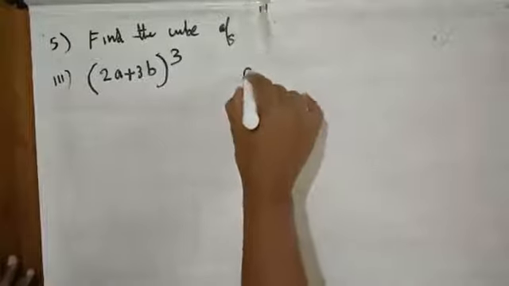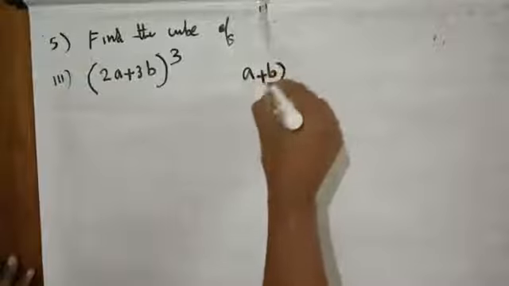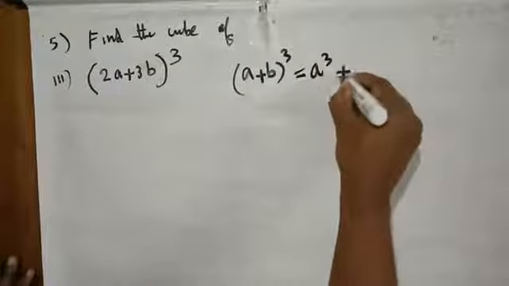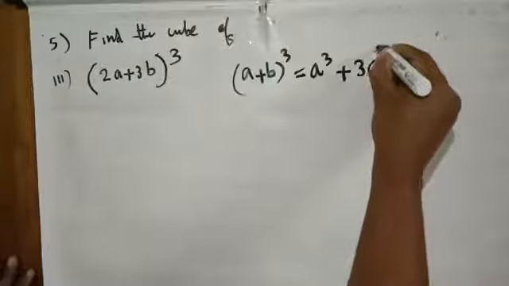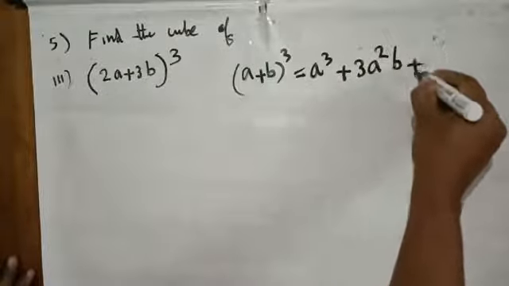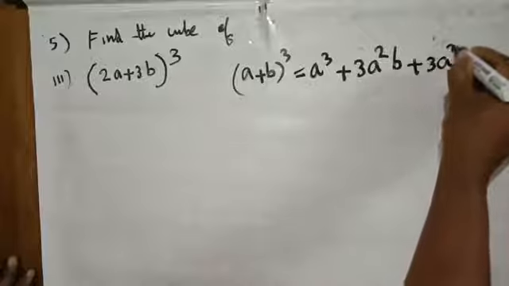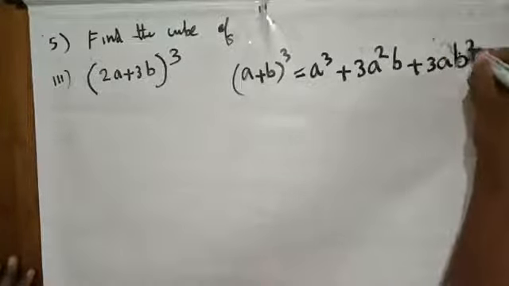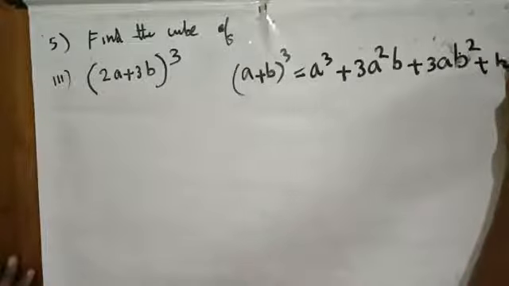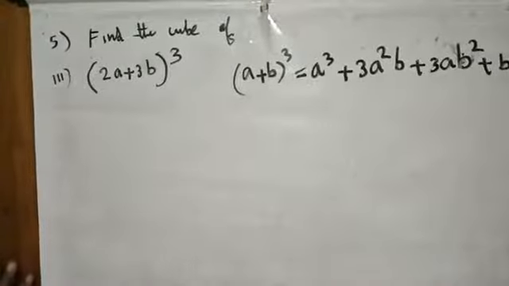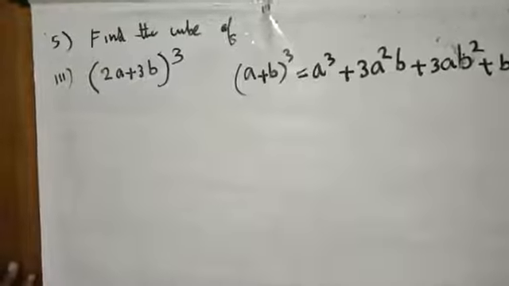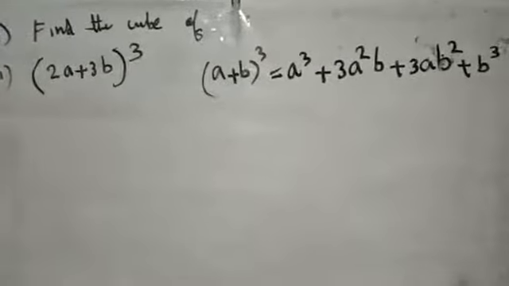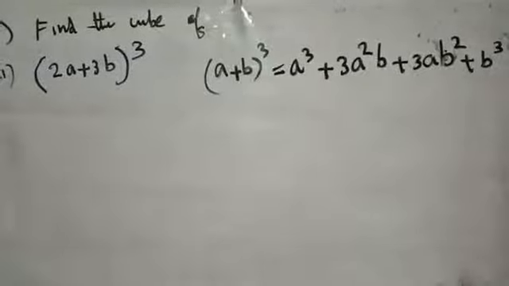Now our expansion a plus b. What is a plus b the whole cube? A cube plus 3a squared b plus 3ab square plus b cube. This is the expansion of a cube plus 3a square b plus 3ab square plus b cube. Now let us substitute the value.